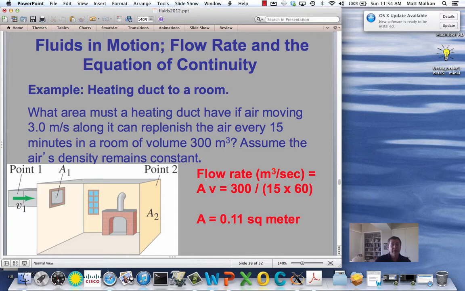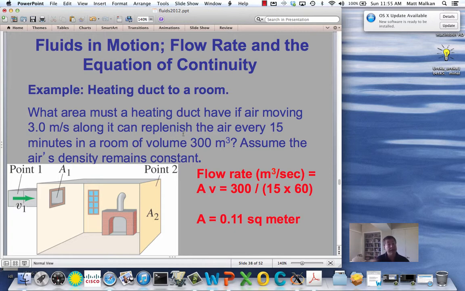The air comes into the room at 3 meters per second. All right, so that is V1 there. And then, actually, we're given a flow rate. You have to look at this problem carefully. We're given a flow rate of the air when it hits this much larger room here. But you have to understand what the flow rate is. It's given to you in a backhanded way.